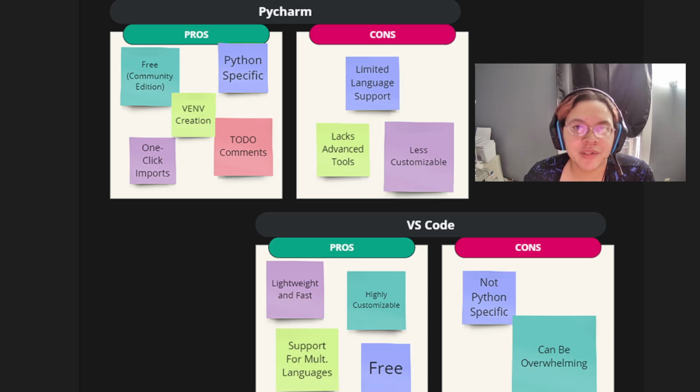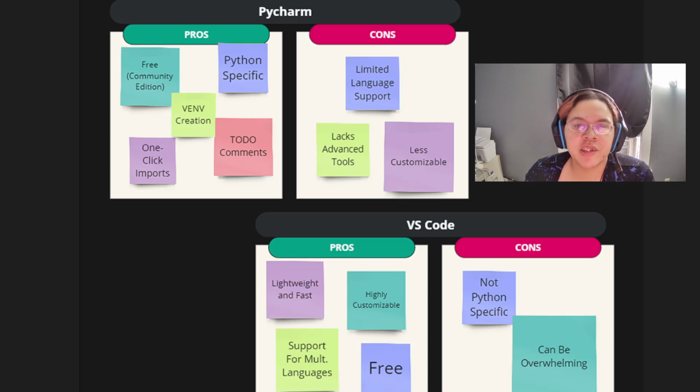Now on to the cons for VS Code. It is not specifically tailored to Python. So while VS Code supports Python very well, it's not specifically designed for it. So this just means that some features that are Python specific might not be as seamless as in PyCharm.